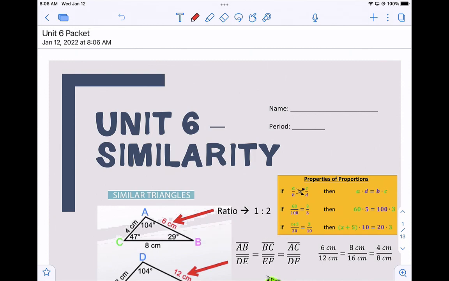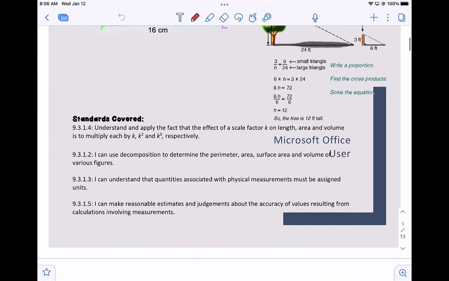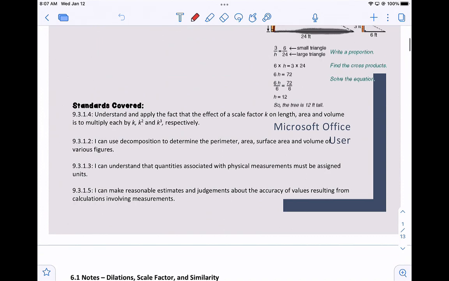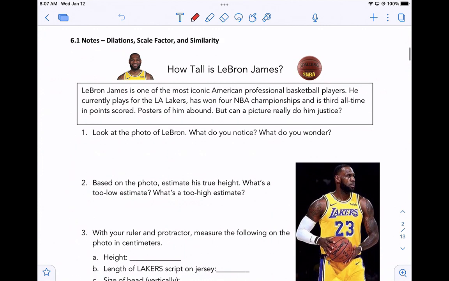In Unit 6, we're going to talk about similarity. We're going to cover several standards in our state standards here. And in day 1, we'll take a look at dilation, scale factor, and similarity. So for our activity today, it's called How Tall is LeBron James?